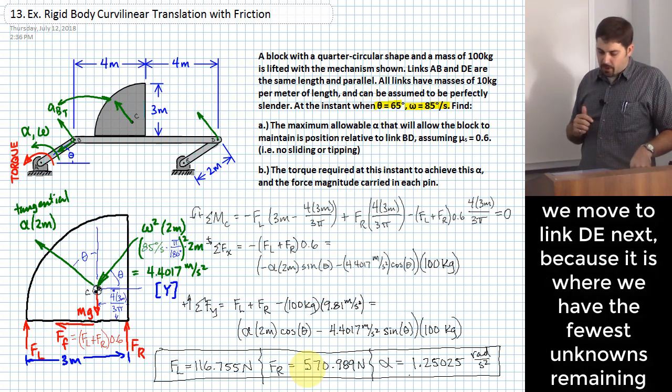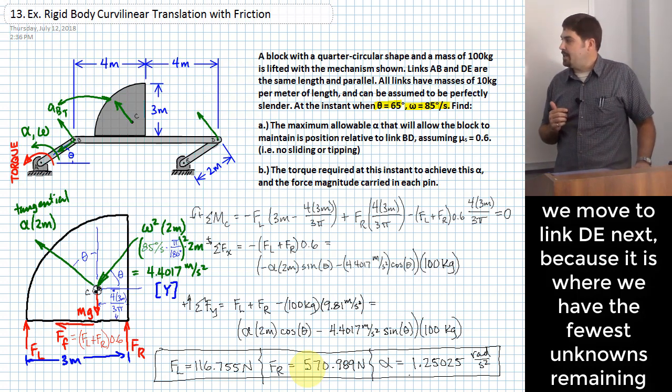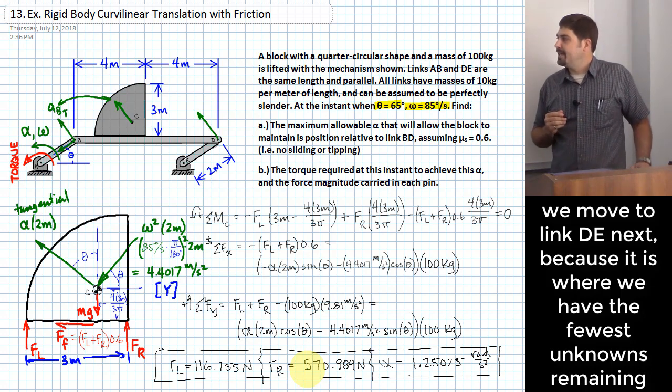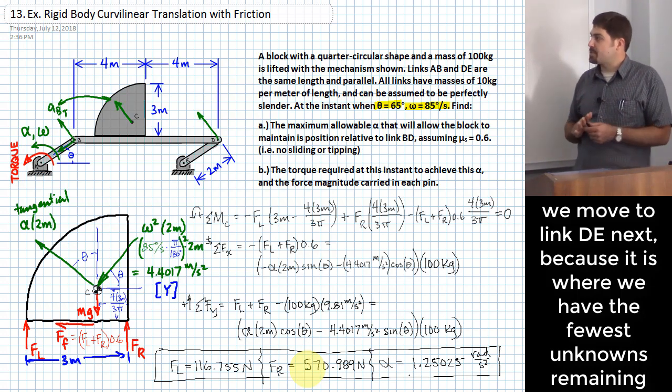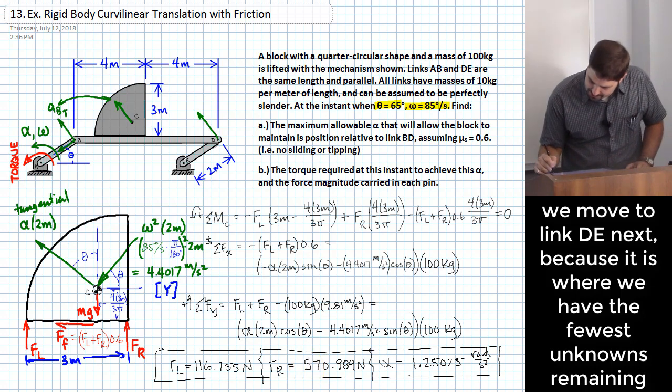All right, so let's move on to part B. The torque required at this instant to achieve the alpha that we just found and the force magnitude carried in each pin. I'll go ahead and tell you it may not be best for us to find those in that order. Looking at the rest of this process looks pretty intimidating until you find where you have the least amount of things you don't know. You find the places where you think, I can find the things that I need to know. So let me slide all this down.